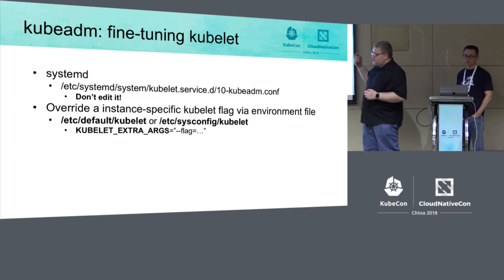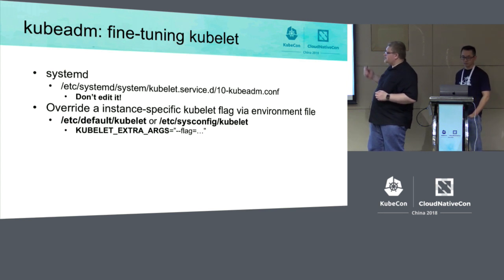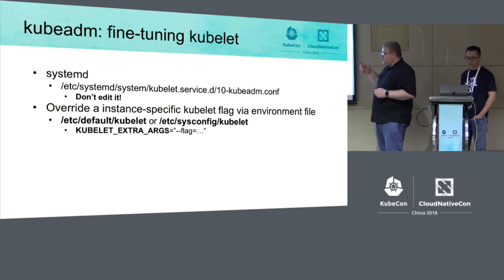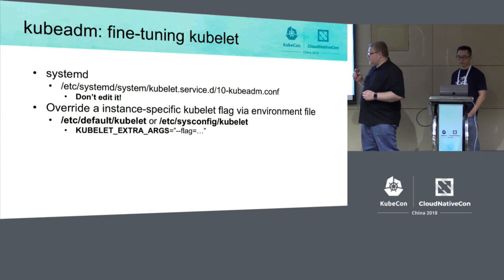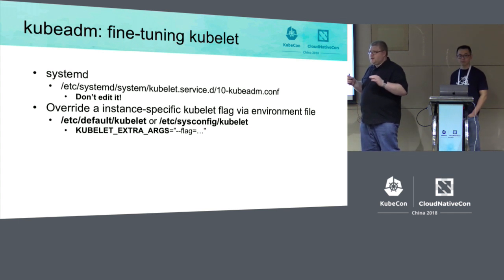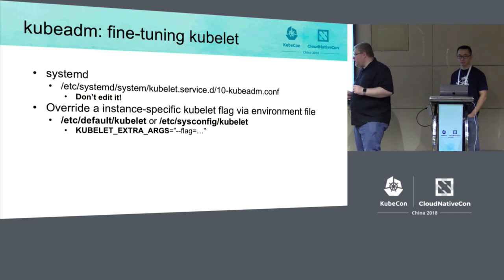our normal kubeadm systemd file, which actually reads on Debian systems /etc/default/kubelet, or on RPM systems /etc/sysconfig/kubelet. It looks for the variable KUBELET_EXTRA_ARGS. So if you need to modify some of the flags, this is the location where you should put them.